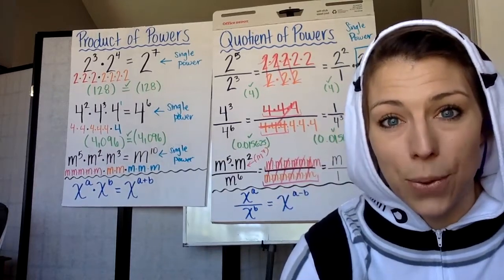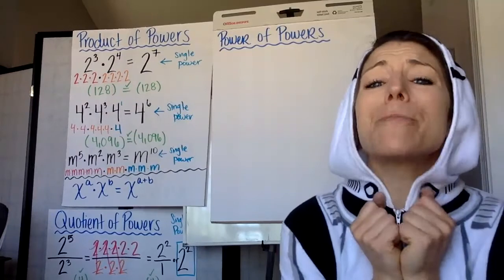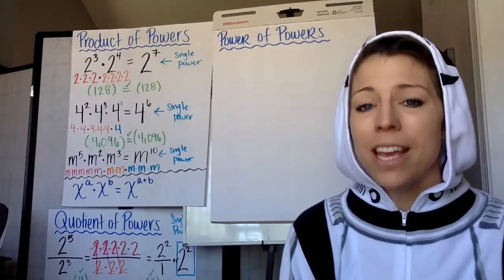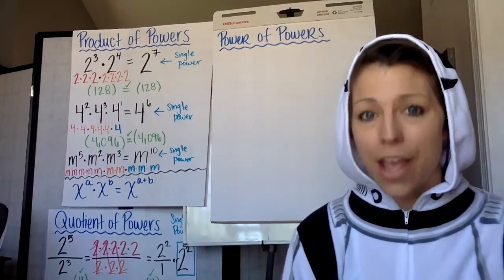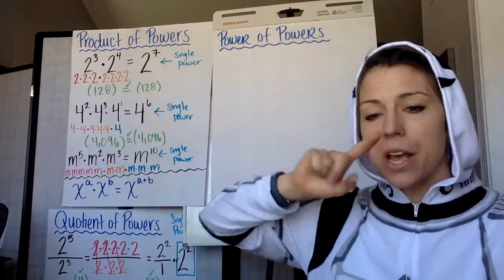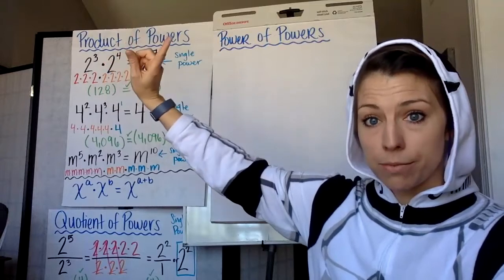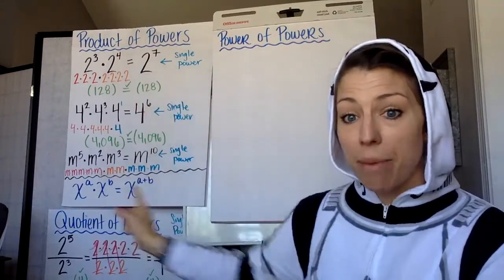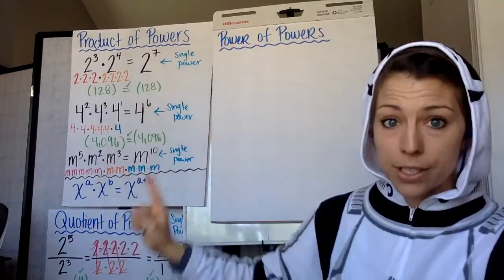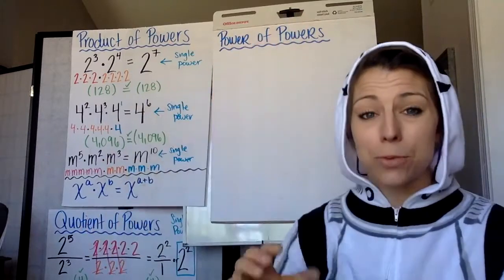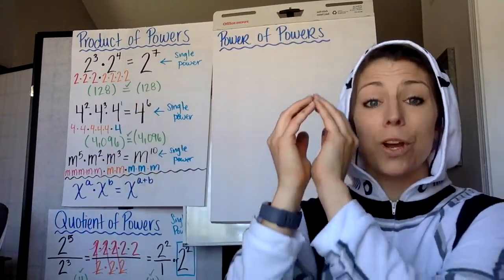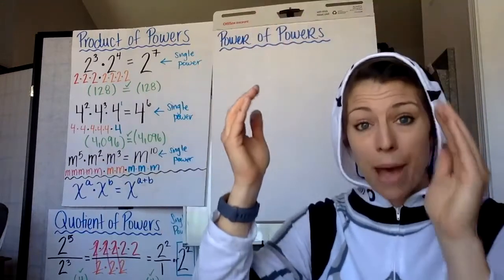Here we go. Okay, we're almost there. You're doing such a great job. Here's our last property for today, power of powers. So just like a product of powers means multiply powers, and quotient of powers means divide powers, power of powers means we're going to take a power and raise it to another power.